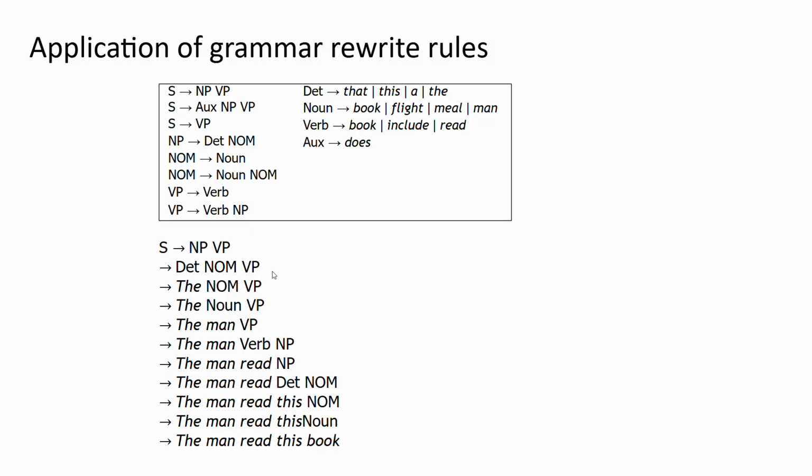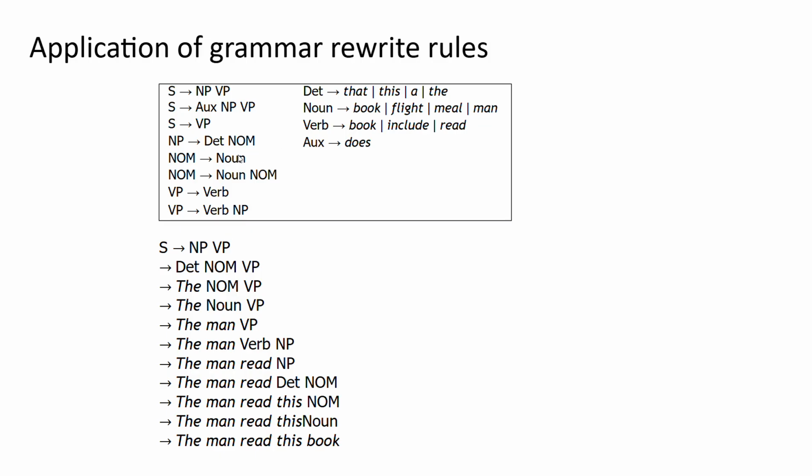Okay. That VP will be replaced. Do I have a rule for VP? Yes, I got two rules. I'll be choosing verb NP, because I also have one noun ending. So only verb won't work. So I will be choosing verb NP. So verb will be replaced by "read", because this is my statement only.